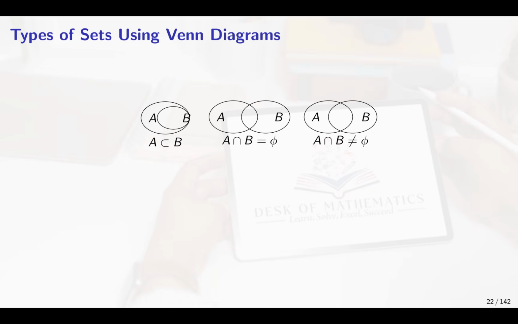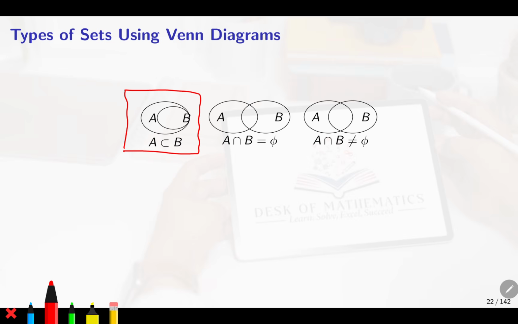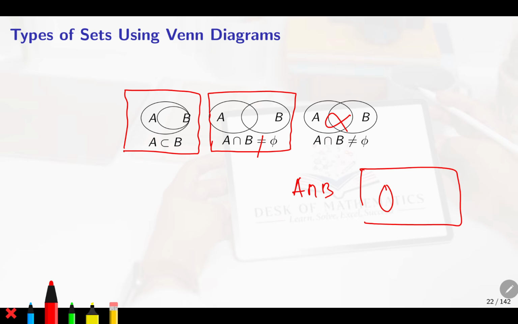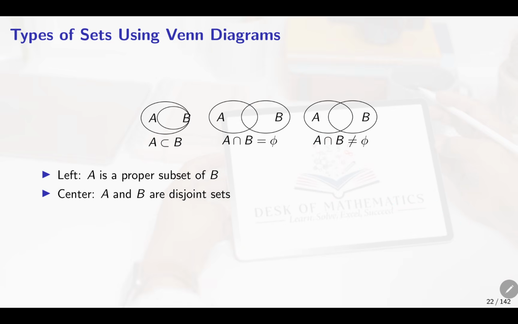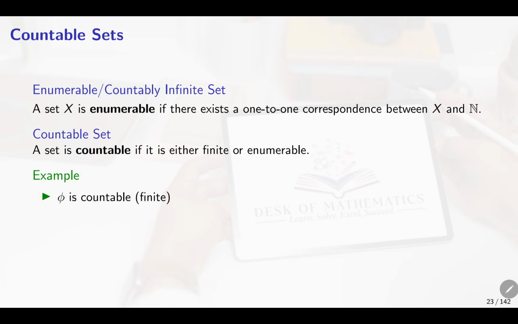For example, if A is a subset of B, you will draw the universal set, and A is contained inside B. If A and B have common elements, meaning they are not disjoint, then they are overlapping. Sorry, this shape is wrong. If they are disjoint, then it is drawn this way. So they will be disjoint in this way. Now this is not in your syllabus.